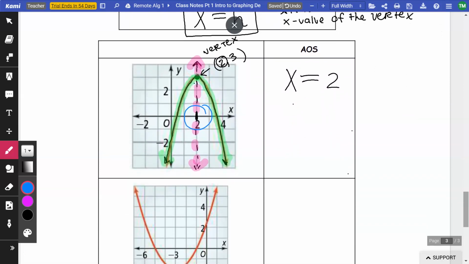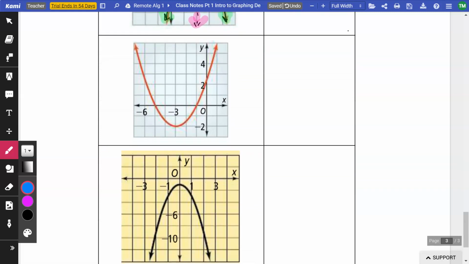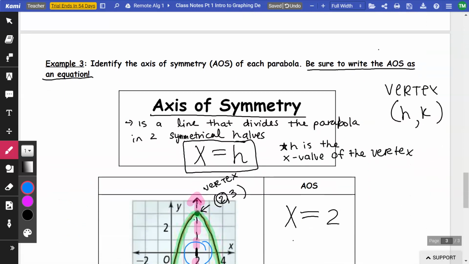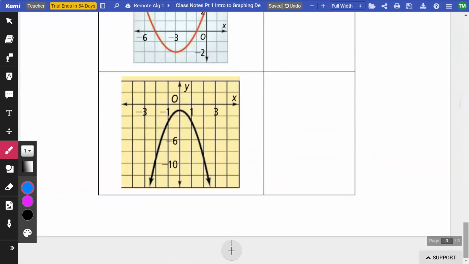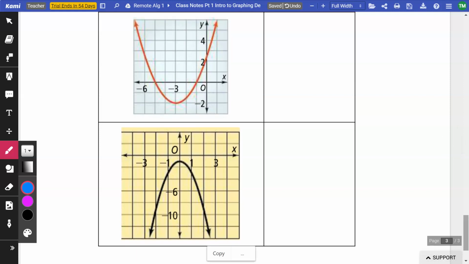So let's do the second example together, and then I'll have you do the third one on your own. Excuse me. Having some scrolling issues today, sorry. So in the second parabola, here's my vertex at (-3, -2).